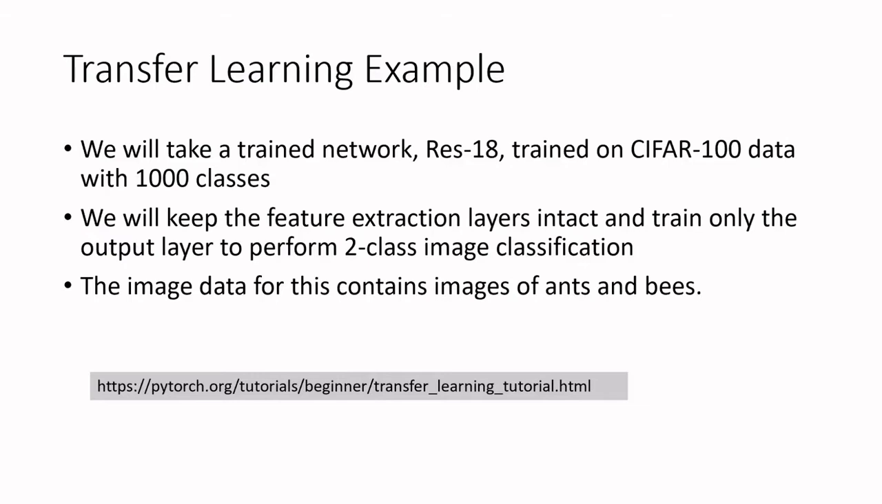So what we will do is we will take that network and we will keep the feature extraction layers intact and train only the output layer. And in this case, we will train the output layer to perform a two-class image classification. And the image data for these two classes consists of images of ants and bees. And this example is taken from this PyTorch tutorial, so you can actually go and refer to that tutorial later on if you want.